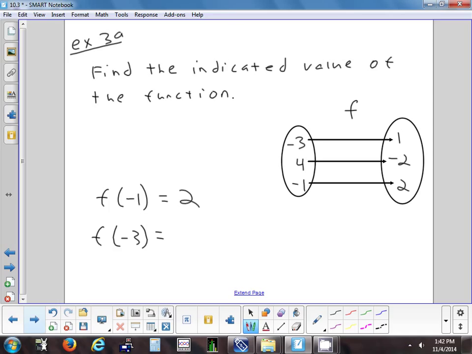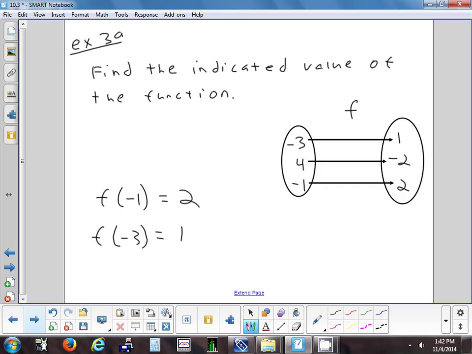Mr. Hager, can that function be any letter you want? Any letter you want. Okay. Yep. Generally, we might try to stay away from using the letter O. O might look like a 0. But a lot of times they'll use like F, G, H, those letters. Okay, how about the next one? F of negative 3. What? 1. Okay?